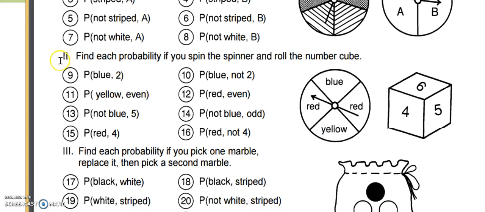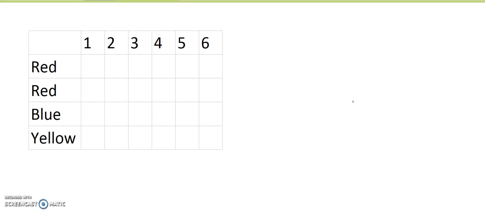It says find each probability if you spin the spinner and roll the number cube. We have a spinner with 4 options, red, blue, another red, and yellow, and a number cube with 6 options. So how many total possible outcomes could we have with a spinner with 4 outcomes and a number cube with 6? If you're thinking 24, you're right, because 4 times 6 is 24. Let's go and fill out our chart.